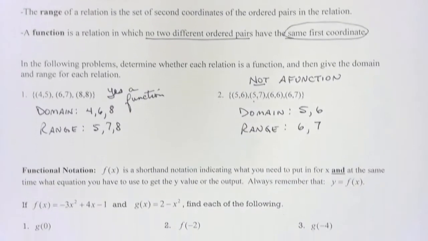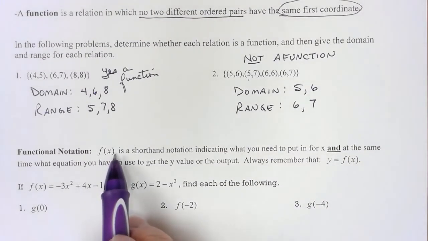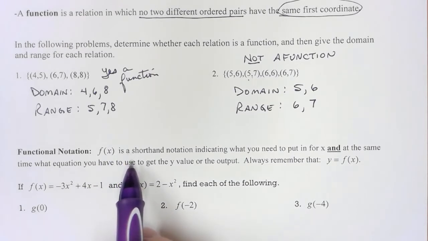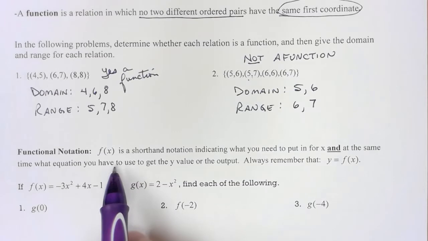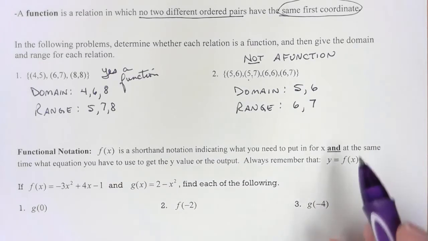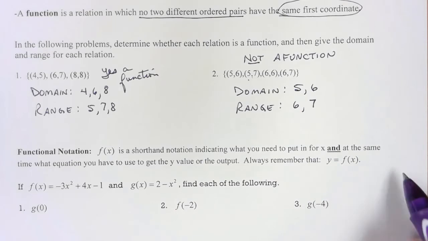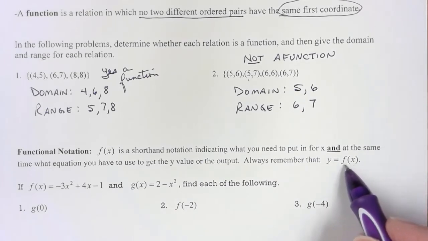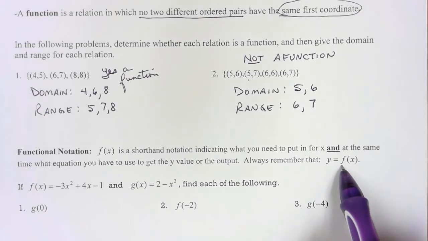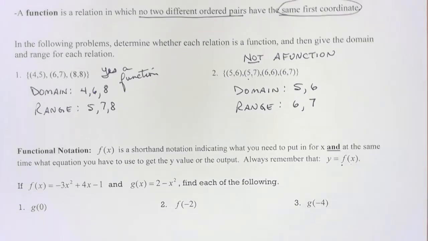Now, functional notation. F of x, this is not f times x, it's f of x, is a shorthand notation indicating what you need to put in for x and at the same time what equation you have to use to get the y value or the output. Always remember that y is equal to f of x or g of x or h of x. When you have functional notation, that is referring to your y value. But using this notation, I can be given the function that I need to work with and at the same time, like it said, given the x value.